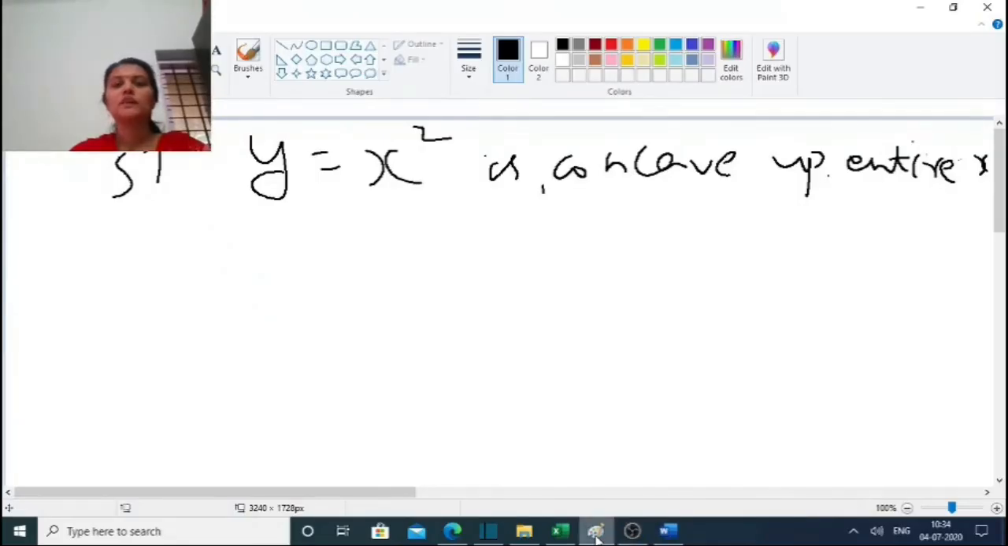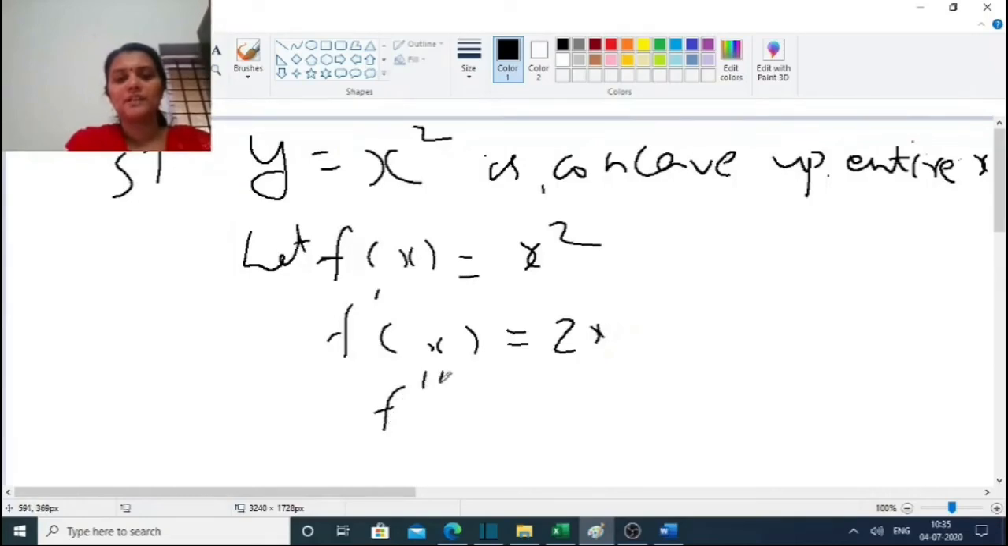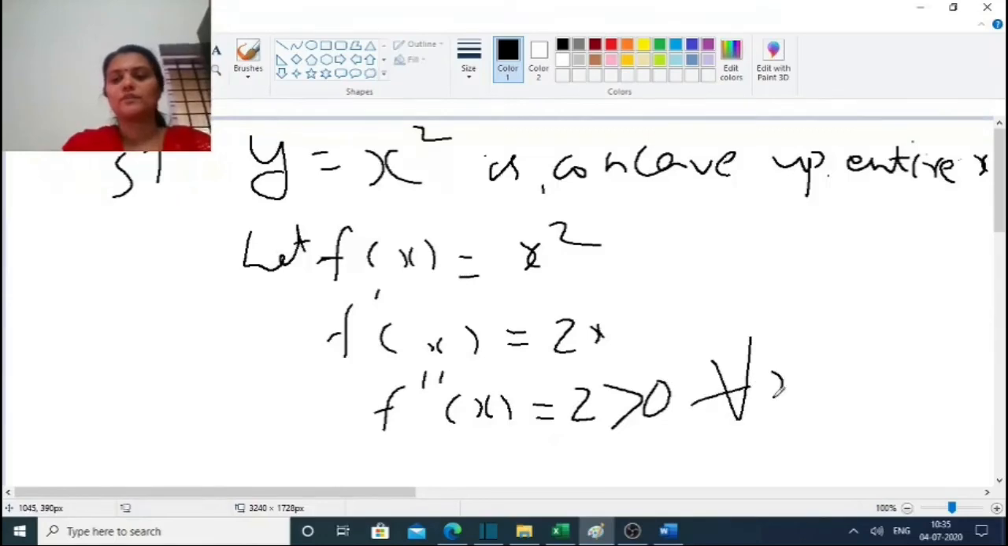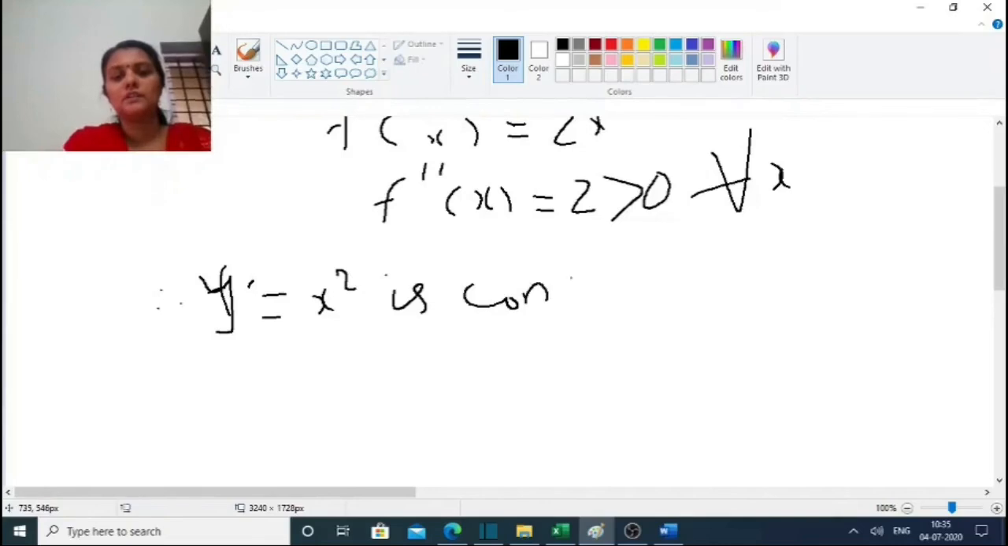First problem: show that y equal to x square is concave up on the entire x-axis. For that, let f of x equal x square, then f dash x is equal to 2x and f double dash x is equal to 2, which is greater than 0 for all values of x. Therefore, y equal to x square is concave up on the entire x-axis.